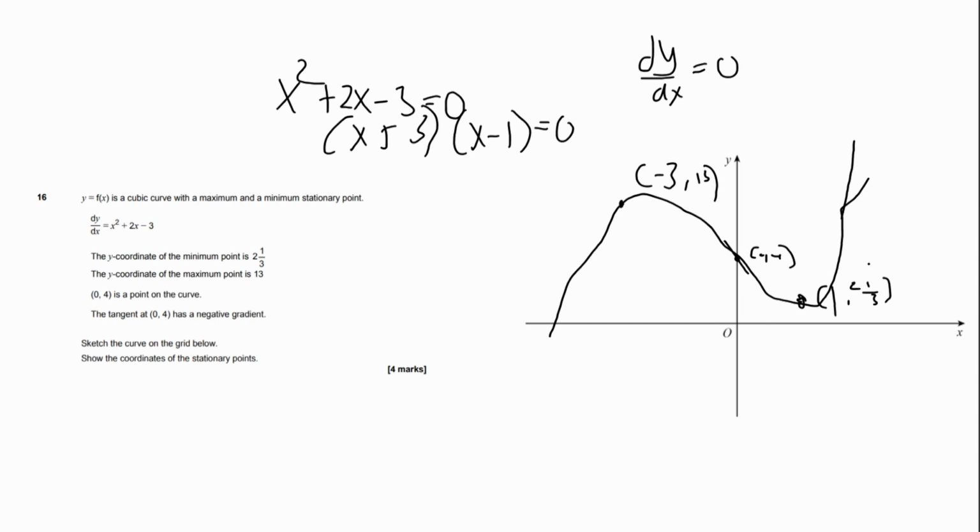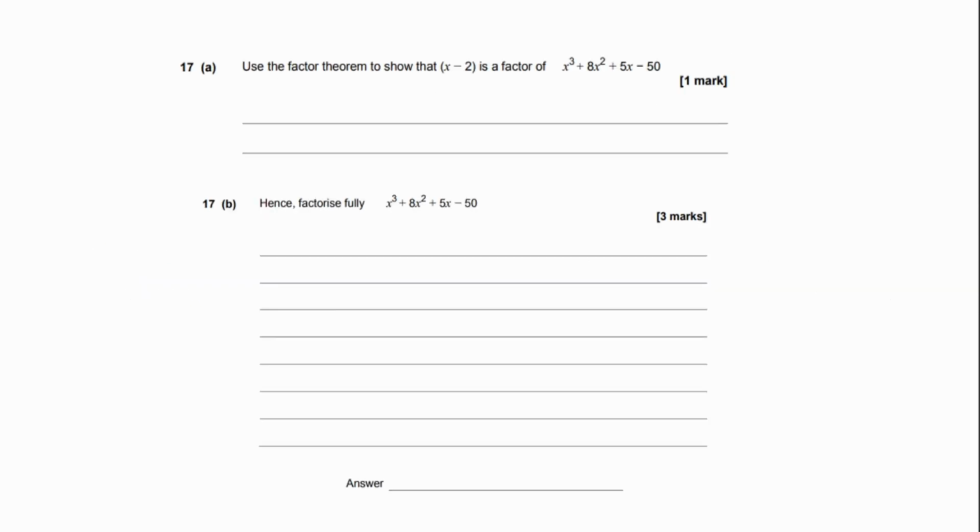It should look something like that, of course, if you're doing it on paper. So question 17a and b. Use the factor theorem to show that x minus 2 is a factor of x cubed plus 8x squared plus 5x minus 50. Well, if f of 2 equals 0, then x minus 2 is a factor.